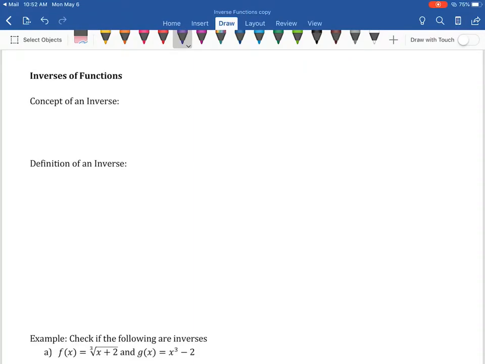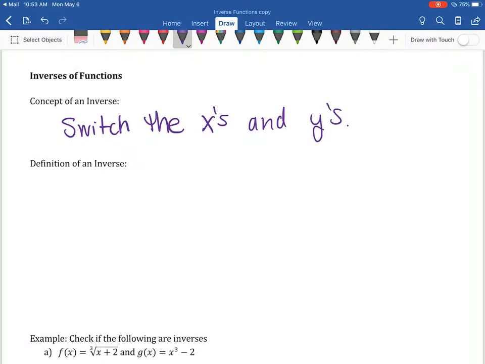In this video, we're going to talk about inverses of functions, and the whole concept of an inverse function is when we switch the x's and the y's. So all the inputs become the outputs, and all the outputs become the inputs. And because the domain is the set of all the x's and the range is the set of all the y's, the domain and range get swapped as well.